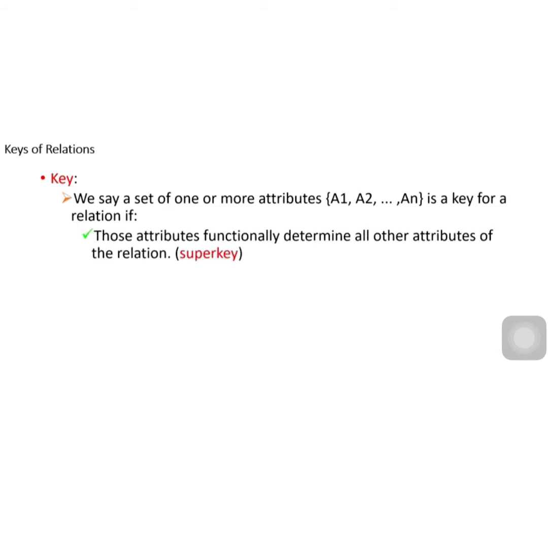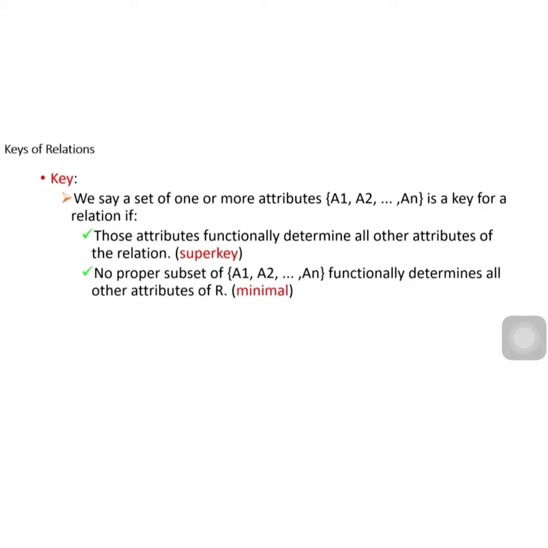Okay, now let's discuss key and superkey. What is a key? We say a set of one or more attributes A1, A2, ..., An is a key for a relation if those attributes functionally determine all other attributes of the relation, and no proper subset of A1, A2, ..., An functionally determines all other attributes of R. The first condition is also the definition of a superkey, and the second is the additional condition of a key.